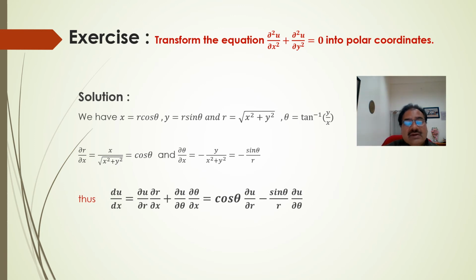Now let us look at another problem, which is in polar coordinates: to transform the equation del 2 u over del x square plus del 2 u over del y square equal to 0 into polar coordinates. This is a simple equation, and in polar coordinates you must remember that x is equal to r cosine theta and y is equal to r sine theta. What is the value of r? r is under root x square plus y square. What is theta? Theta is tan inverse of y by x.